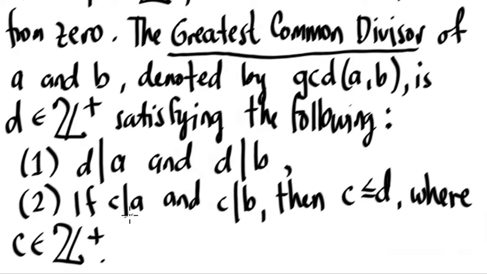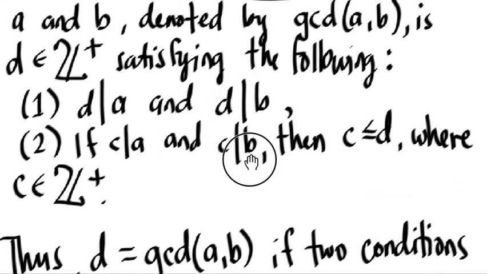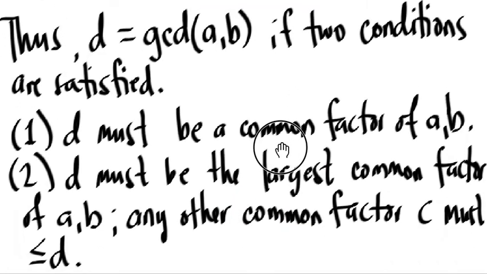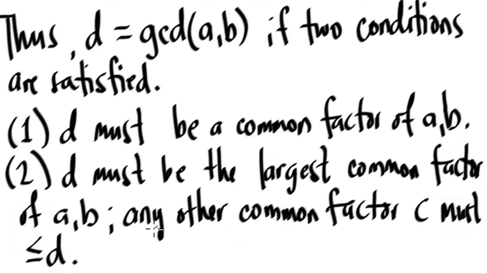Number two, if there's a certain c that is also a common factor, which is c divides a and c divides b, then this c must be less than or equal to d, not greater than, because d is the greatest. Where c is a positive integer. So in words, d is equal to GCD of a and b if two conditions are satisfied. D must be a common factor of a and b. Secondly, d must be the largest common factor. If there is any other common factor c, then this c must be less than or equal to d.